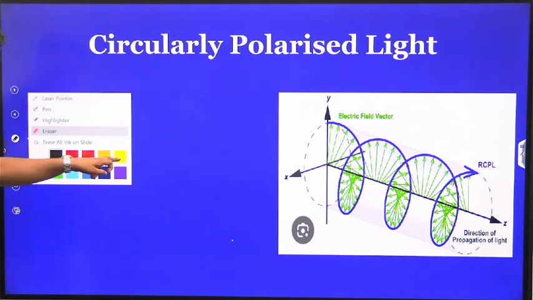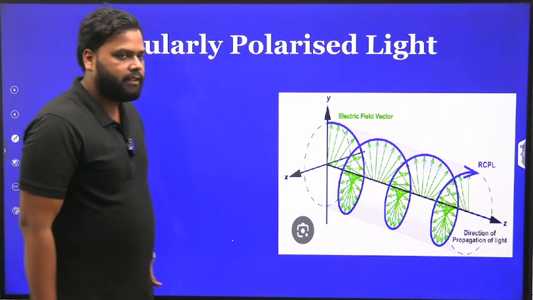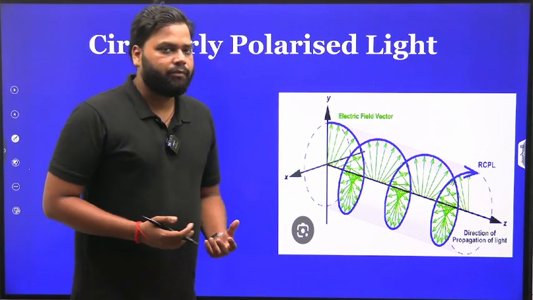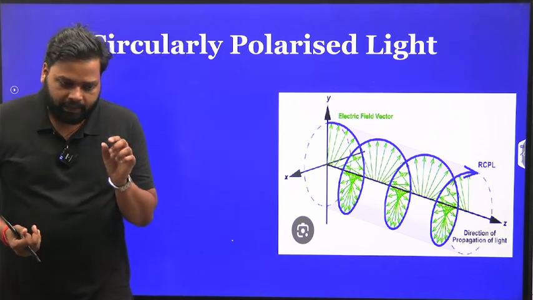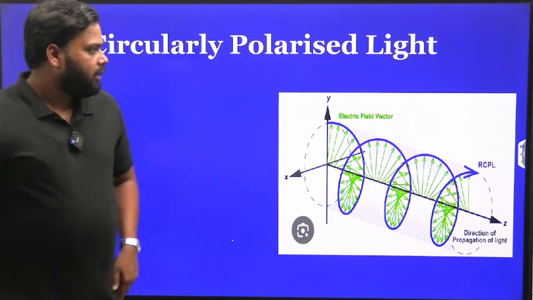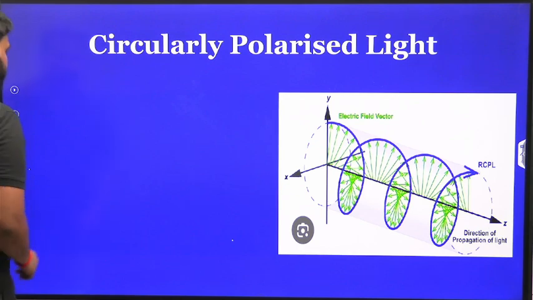In the last lecture, lecture number 3, we saw what plane polarized light is, and how mathematically we can get the equation for plane polarized light, and what the basic condition on the phase difference and the amplitude is. So similarly, let's discuss circularly polarized light.